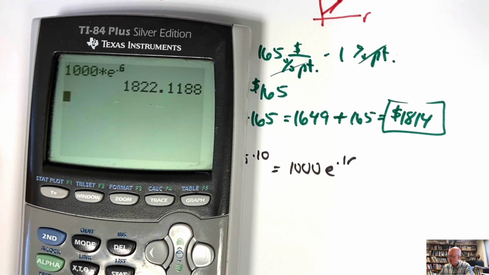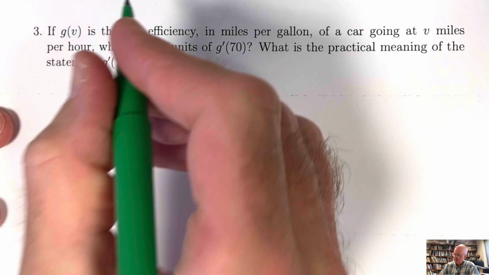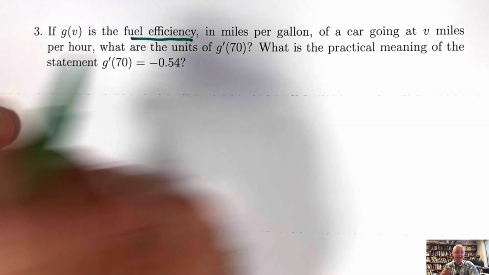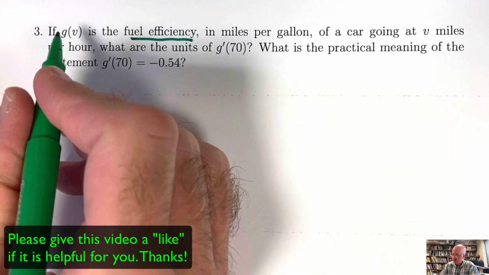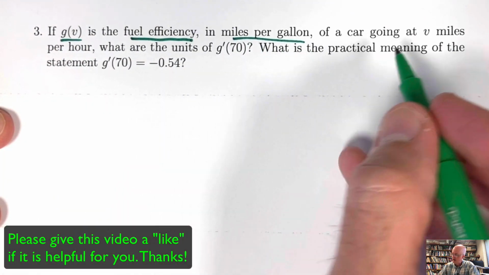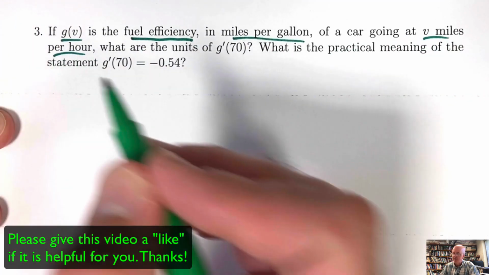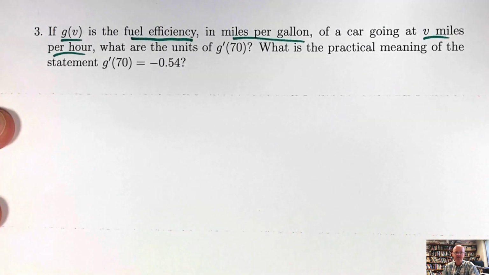1,822 is more accurate. Yes, we were a little too small. Number 3, you can see, is about fuel efficiency, and it is a little confusing. You got to really be careful in thinking about this one. G of V is the fuel efficiency in miles per gallon of a car going at V miles per hour. So V is the speed, and G of V is the fuel efficiency.